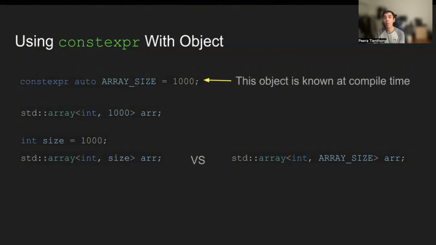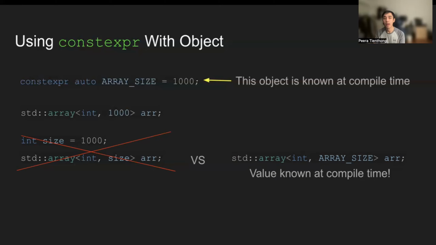Yes, the correct one is the array size, because the value of array size is known at compile time, and the array is a constant container which is defined at compile time. So we need to use a variable that has a value known at compile time, right? This is so important. It is a fundamental concept of constexpr.